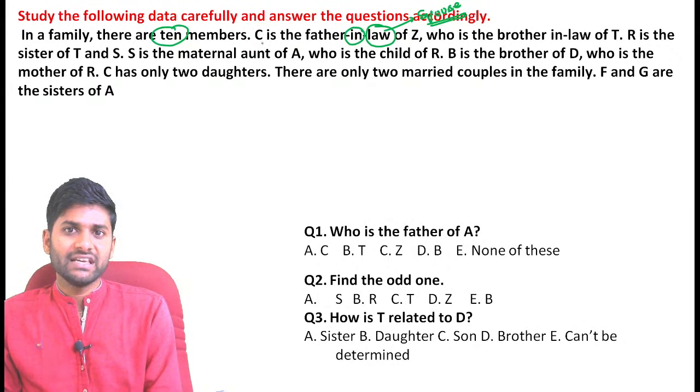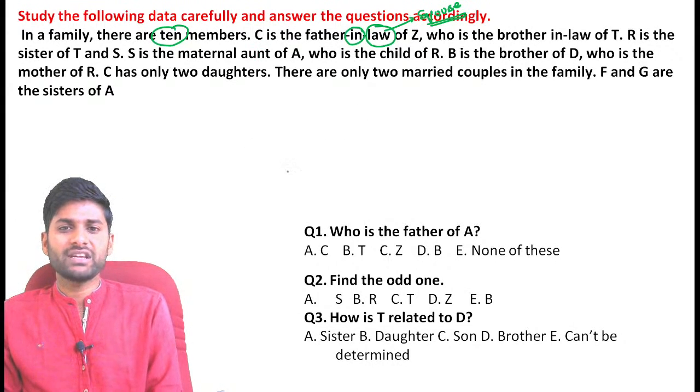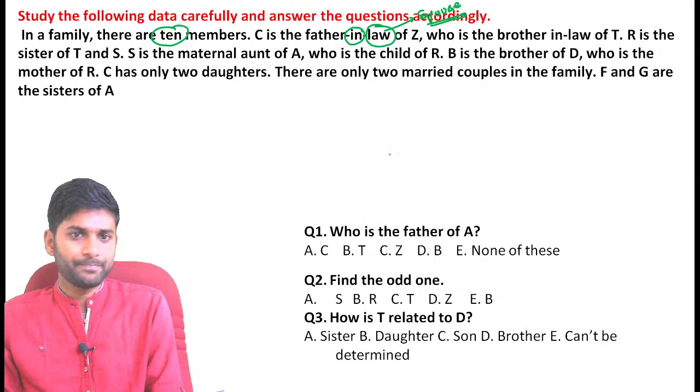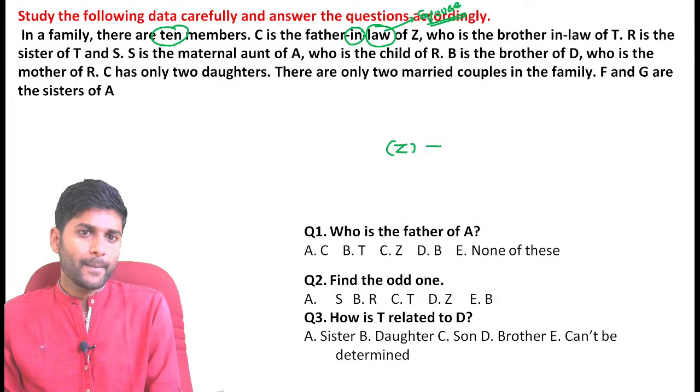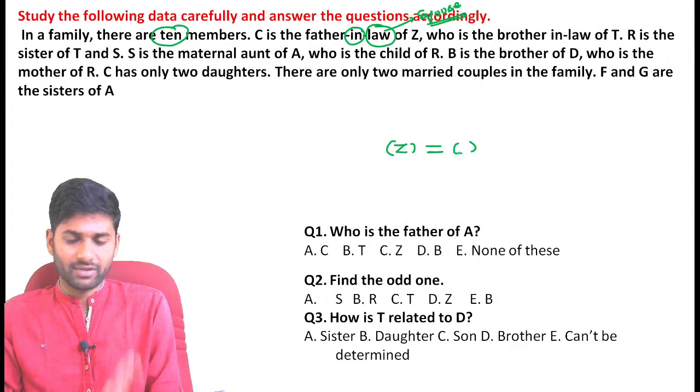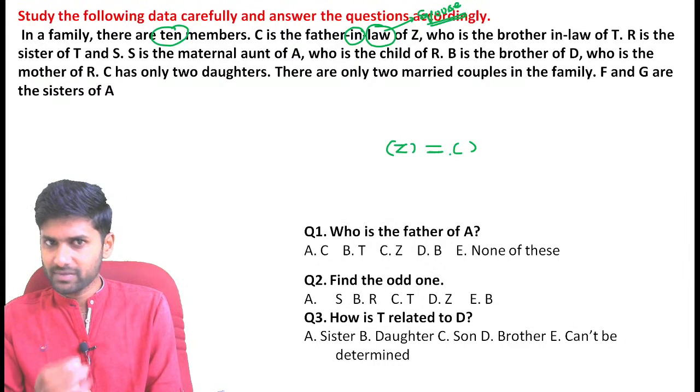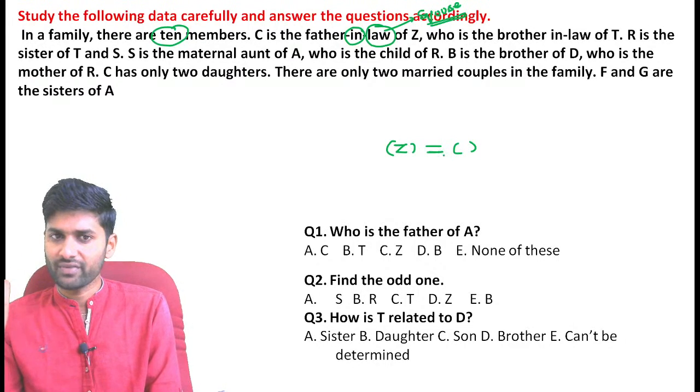Now first read that. C is the father-in-law of Z. What is the meaning of C is the father-in-law of Z? It means Z is married to someone. I just took it as equal for a married couple. Z is married to someone, but we don't know that. Still, up to that statement, we don't know who is the male person or female person.